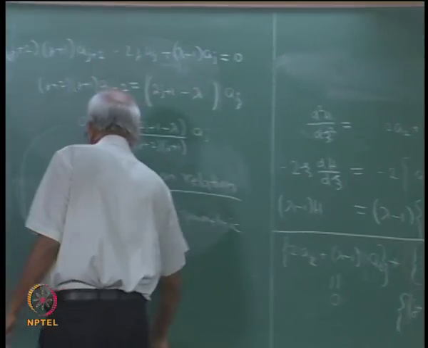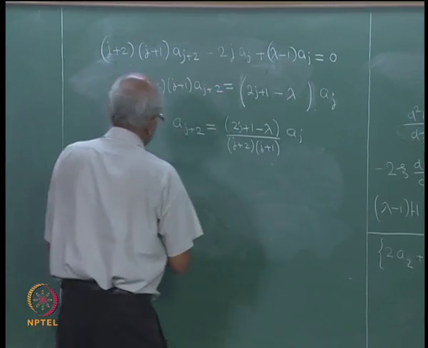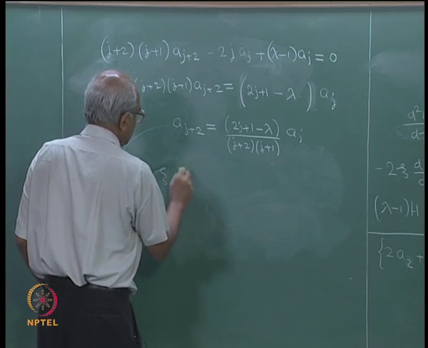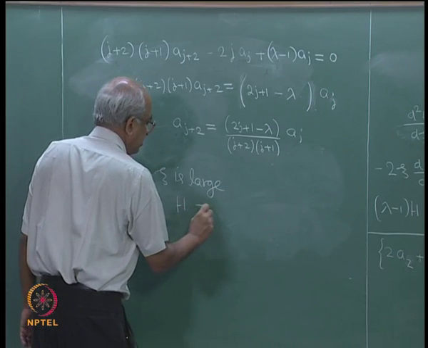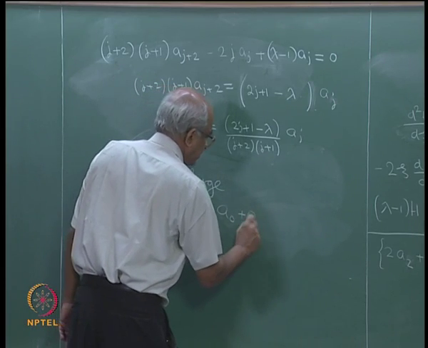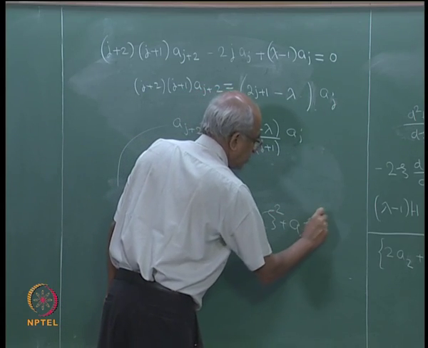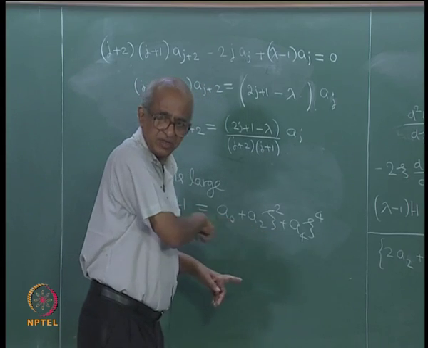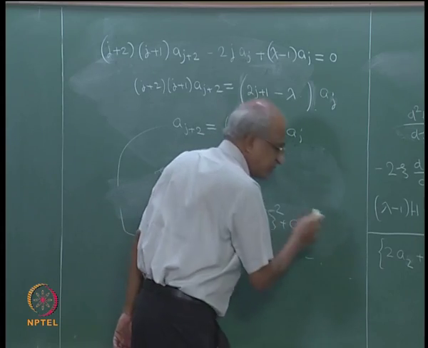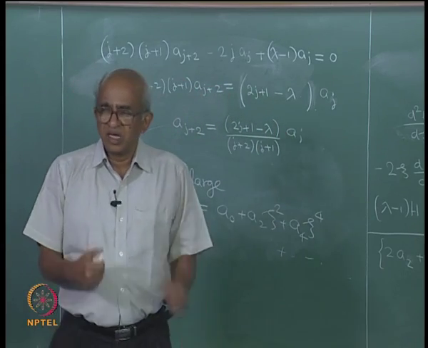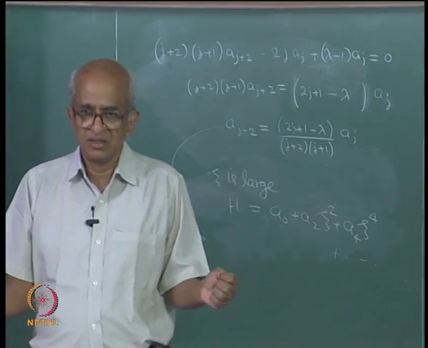Well, the answer is this. Suppose the value of C is very large. Well, what we are saying is that I have an H which may be written as A0 plus A2 C square plus A4 C to the 4 plus etc. Notice that I am writing only the symmetric case. This is the behavior, and I am going to analyze the behavior of the series when C is very large.